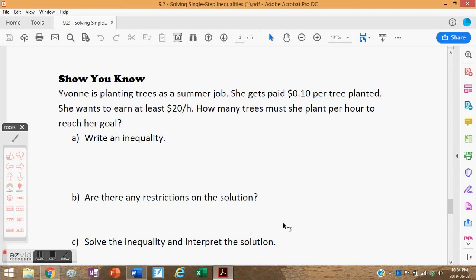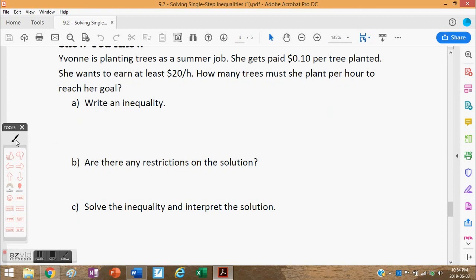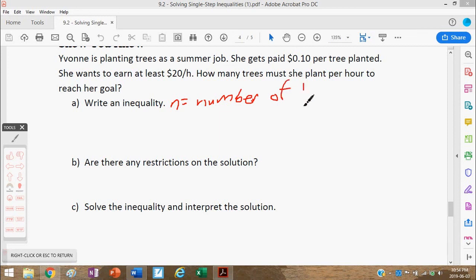So she wants to make at least $20 per hour. She gets paid 10 cents per tree. So let's pick a nice number. Let's call, I don't know, an inequality. And we're going to say n equals number of trees. And what she wants is she's going to get paid 10 cents for each tree, so 10 cents times n has to be, if she's going to make at least $20 per hour, greater than, ooh, that's a terrible greater than sign. Let's make it better. Greater than or equal to 20. That is also not a 2. Let's try again. There we go.